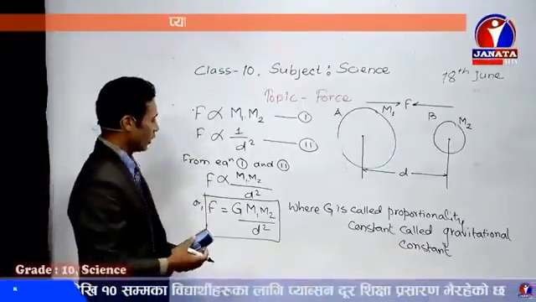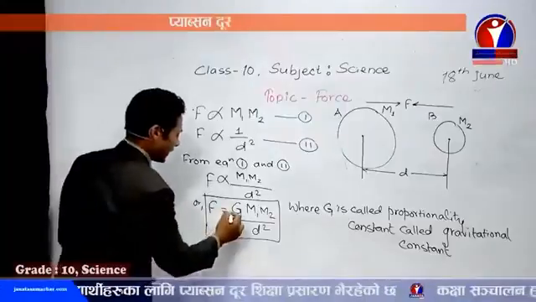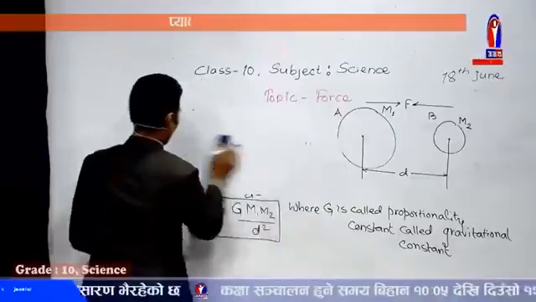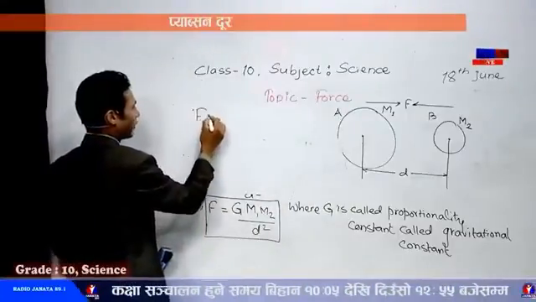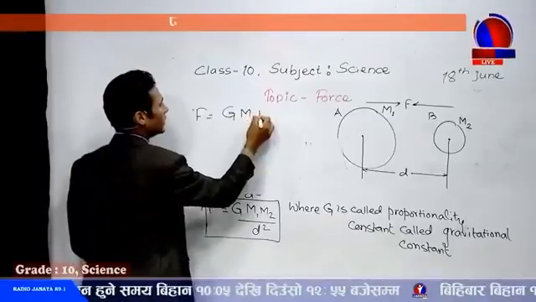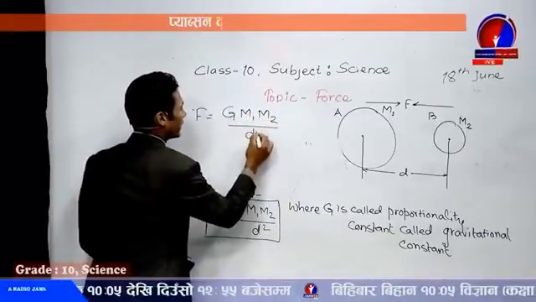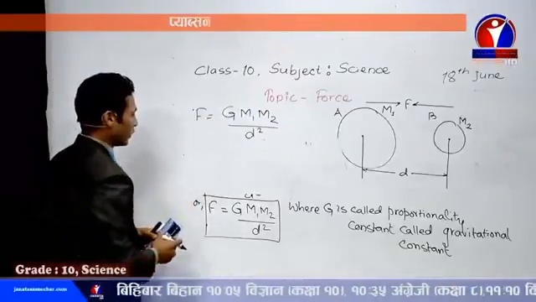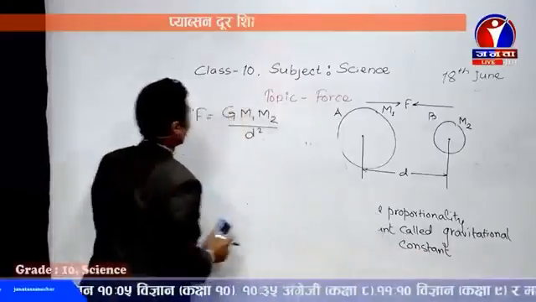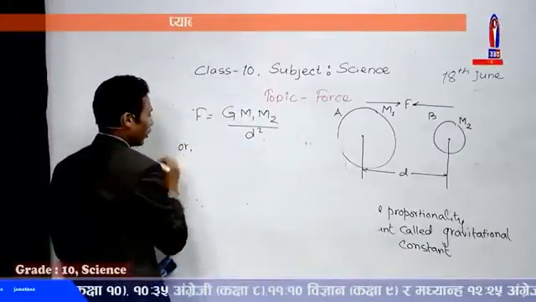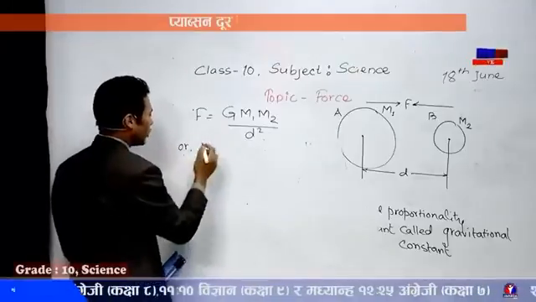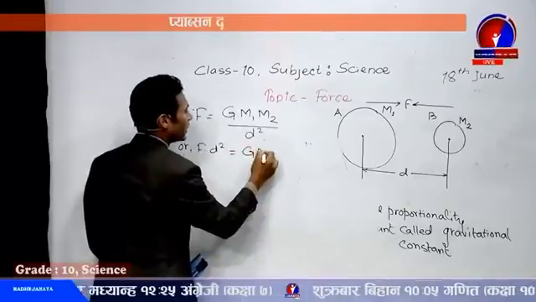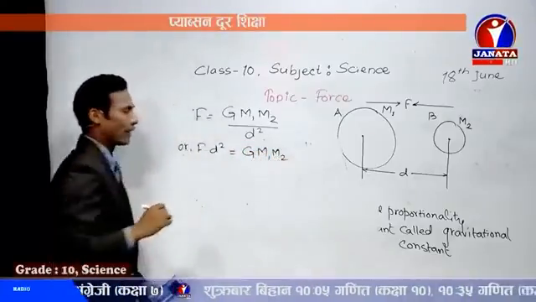Okay, so now, what is this G? Let's define this G now. Let me write down the formula once again. F equals to G m1 m2 by d square. We are going to define this capital G. For defining this, let's solve a few steps. Let's separate this G. So can we write F into d square equals to G m1 m2? We can write down, right?